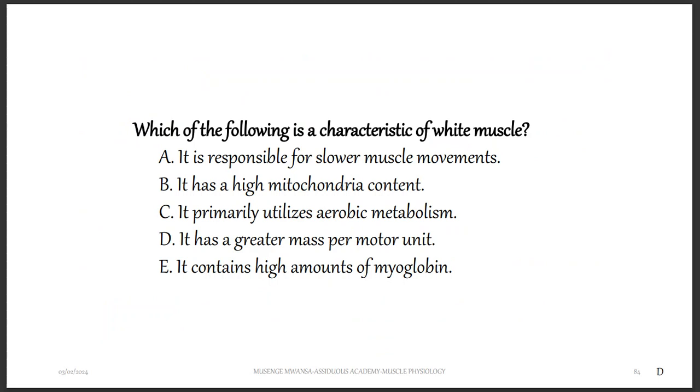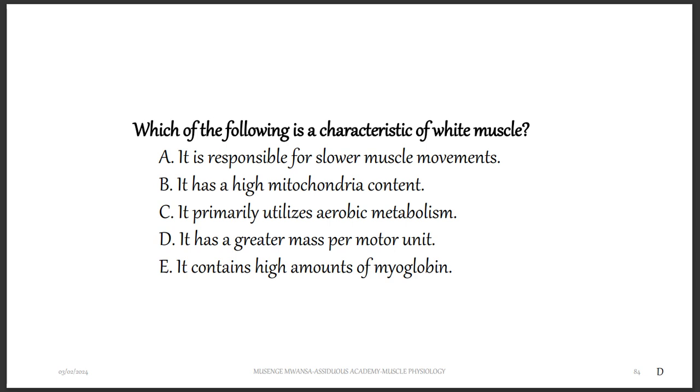So that is an overview of the muscle physiology. Which of the following is a characteristic of white muscle? It is responsible for slower muscle movement. It has a high mitochondrial content. Primarily utilizes aerobic metabolism. It has a greater mass per motor unit. It contains high amount of myoglobin.